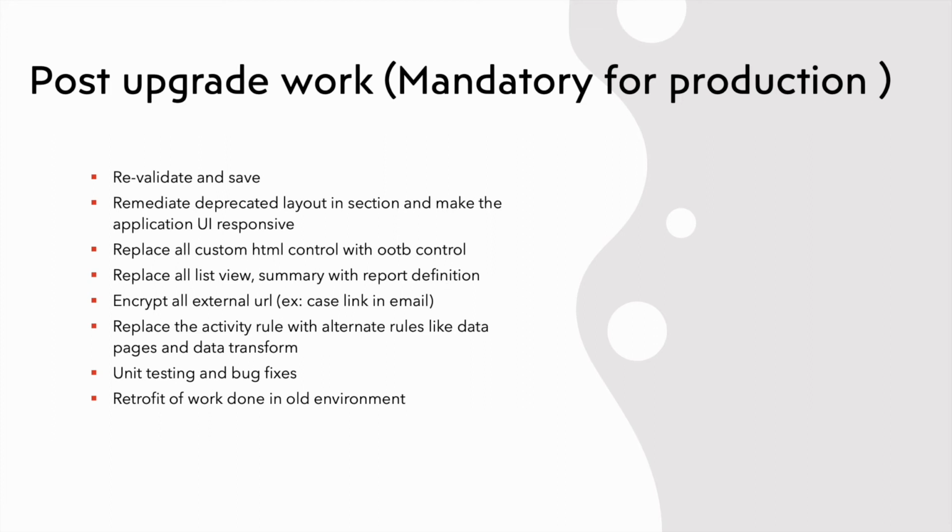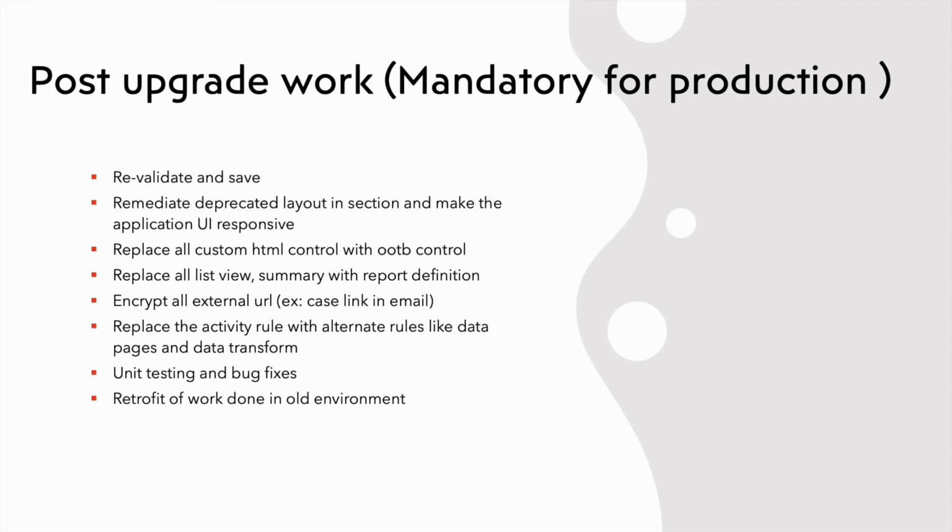The next one is to replace the activity rule with alternate rules like data pages and data transforms. Activity will work, but your compliance score won't be good. So to make our compliance score better, definitely we have to do these things, because earlier most folks used to write activities only, even for property set. So wherever you find that kind of rule, where an activity can be easily transformed to a data transform, or with the help of data pages and data transforms, then definitely you should go for it.